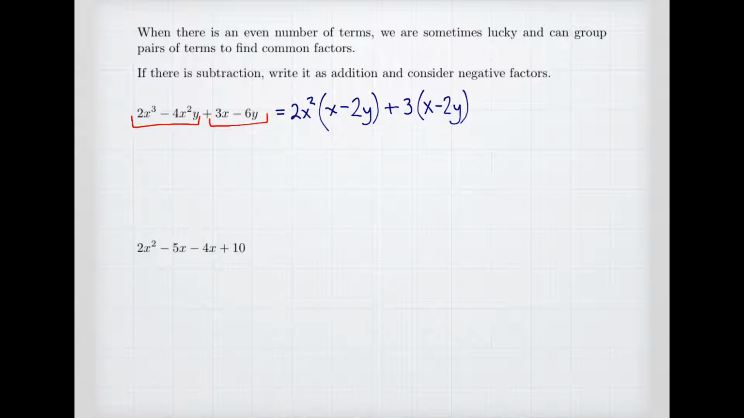The idea of grouping is after you do this common factor of pairs, you might be lucky and discover that the factor that you're left with is common. So notice the 2x squared and the 3, that was not common, but the x minus 2y is. So now it's a common factor, and I can factor it out. I have x minus 2y as a common factor, and from the first term, which came from my original first pair, the other factor was 2x squared. And from my second term, which came from my second pair, the other factor was 3. So now this is my factored version of the problem.